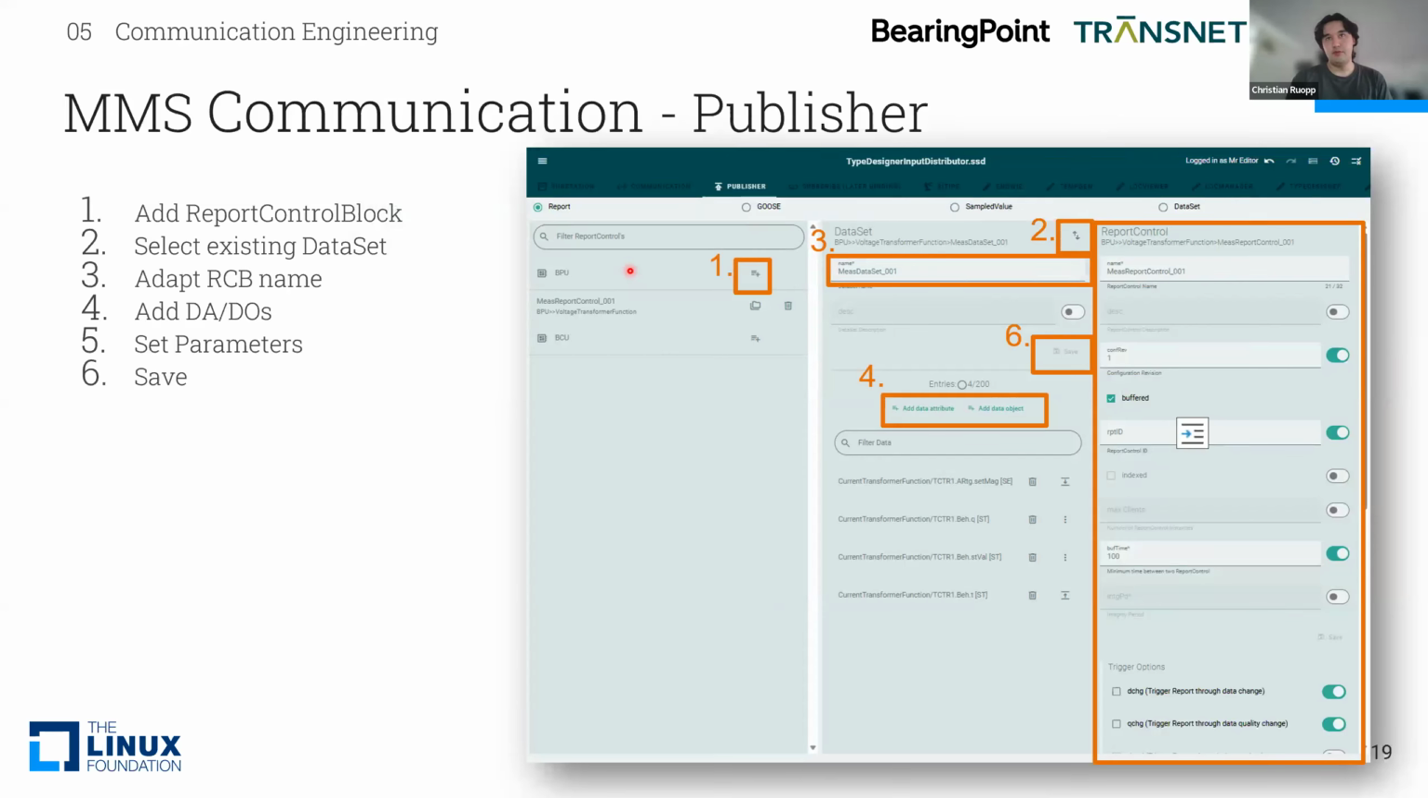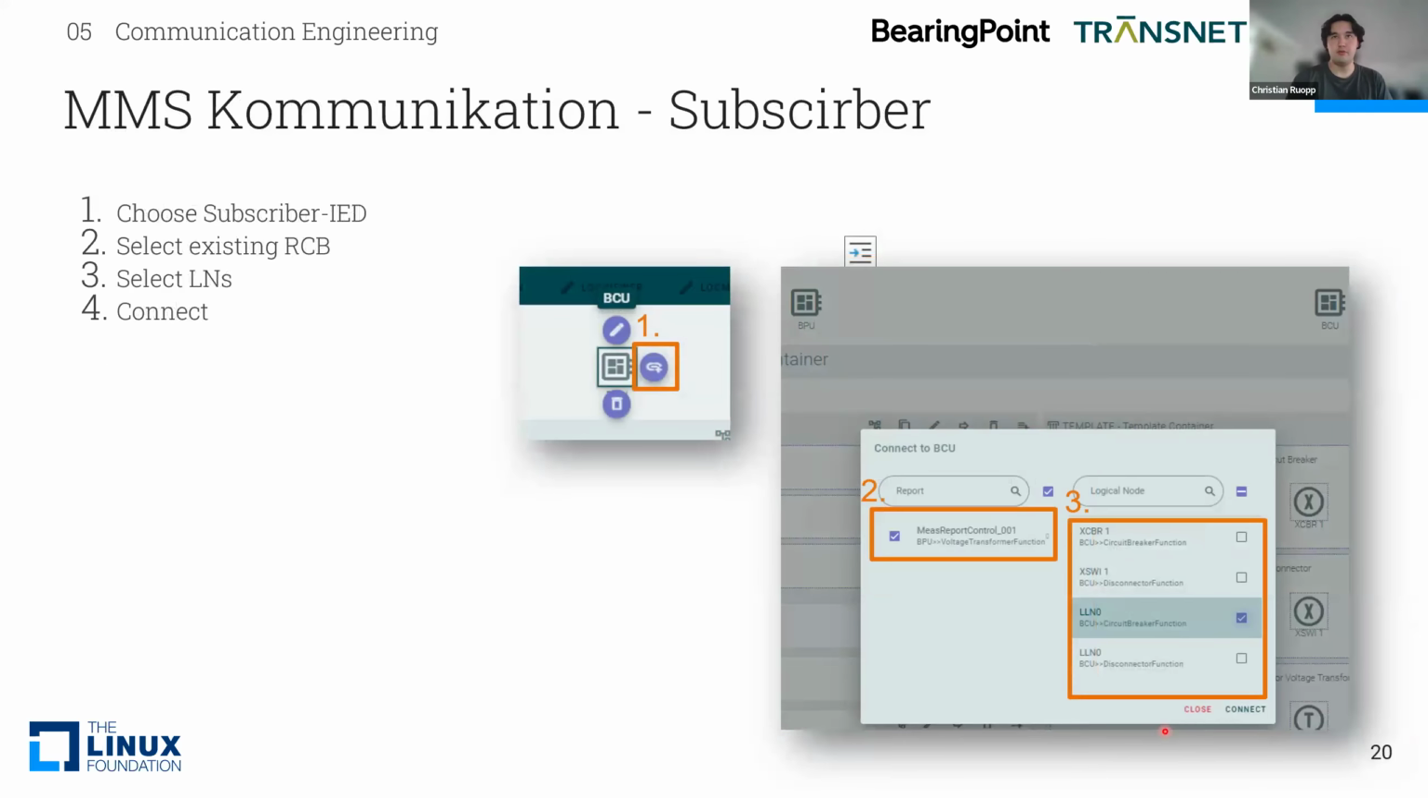Here, for example, we create a report with the data set we made earlier. So we have to add a report control block to our IED. Then select the existing data set and link it to the report control block, so the report knows which data it shall send. Then we have to give the report control block a name and set its parameters: when it shall be triggered, what shall be contained, shall it be buffered or not, and so on and so forth. It is all done in the publisher plugin.